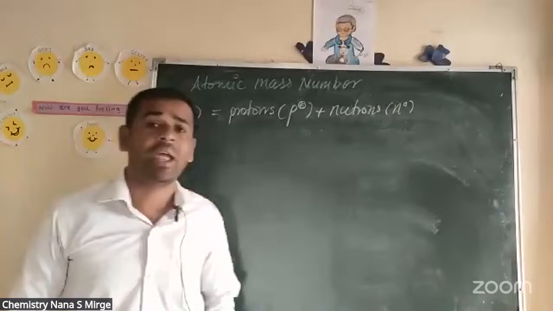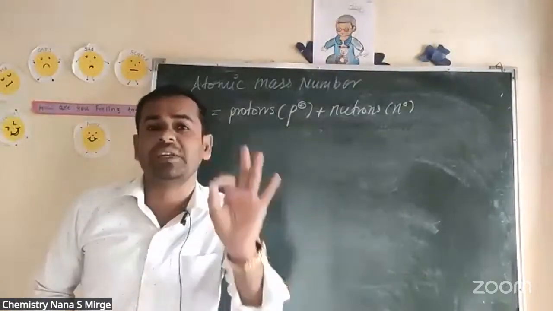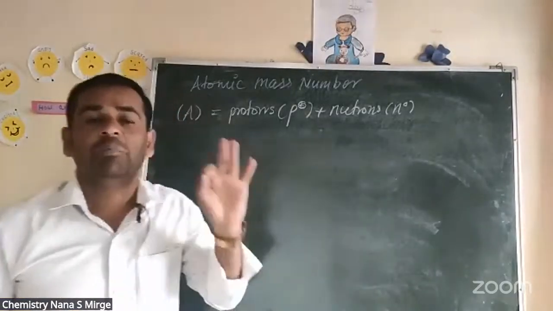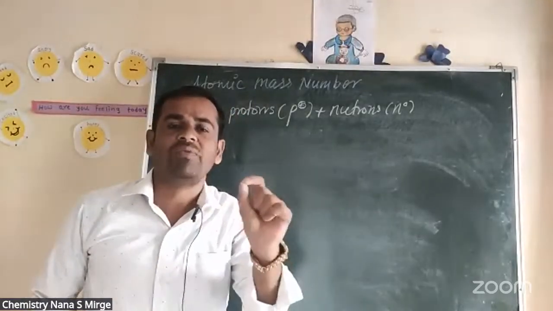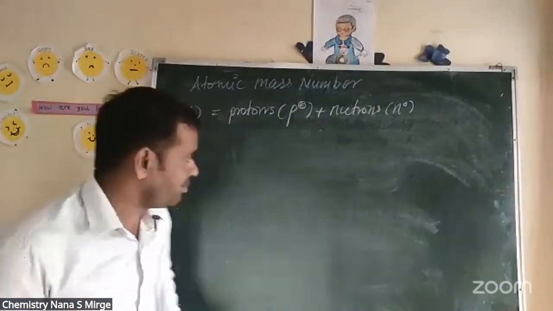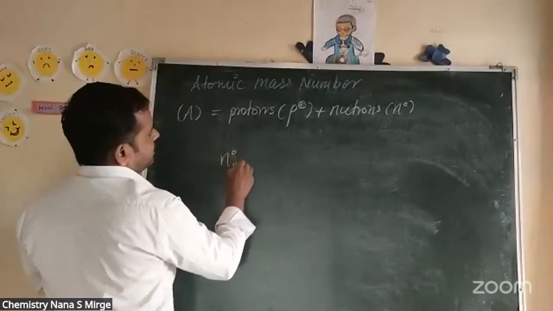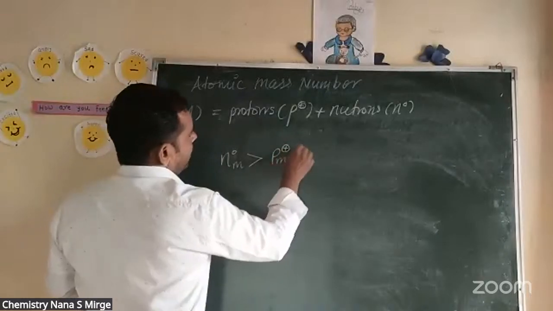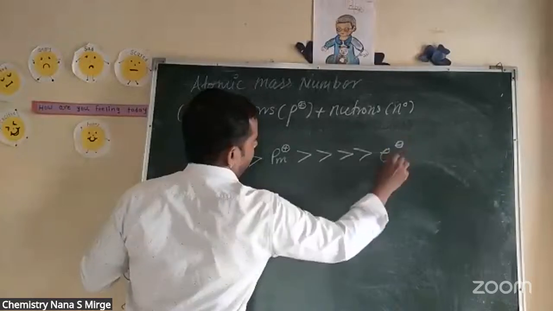Remember, here you do not consider the number of electrons, because why? Because the mass of an electron is negligible. That means the mass of an electron is very small, and negligible compared to the mass of a proton and the mass of a neutron. The mass of a neutron is greater than the mass of a proton, and very much greater than the mass of an electron.